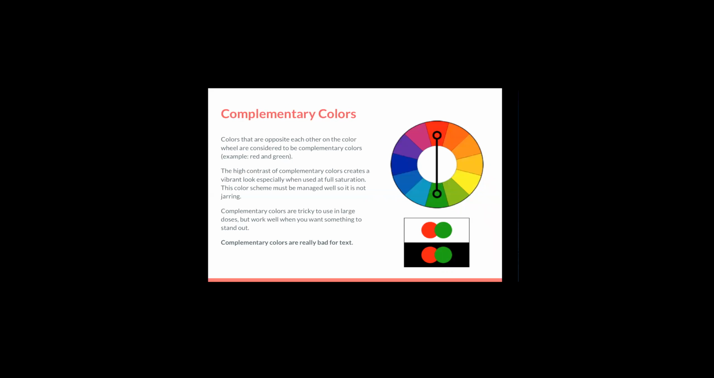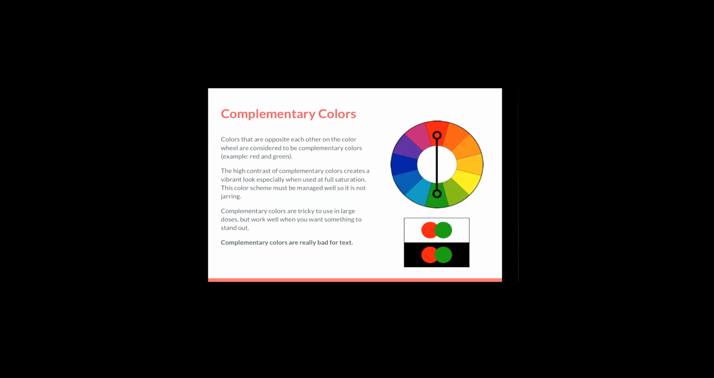All right, you have complementary colors, so colors that are opposite each other on the color wheel. And this is an example on the right, showing red and green. They are considered to be complementary colors, so red and green. The high contrast of complementary colors creates a vibrant look, especially when used at full saturation. This color scheme must be managed well so it's not jarring.